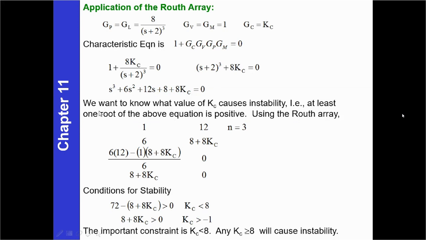If we want to know what value of Kc causes instability, meaning at least one root of the above equation is positive, we use the Routh array. With n equal to 3, we have 1, 12, then 6, 8 plus 8Kc, and then (6 times 12 minus 8 plus 8Kc) over 6, and 8 plus 8Kc. For stability, we need 72 minus 8 minus 8Kc greater than 0, so Kc less than 8, and 8 plus 8Kc greater than 0, so Kc bigger than minus 1. The important constraint is Kc less than 8, and any Kc bigger than or equal to 8 will cause instability.